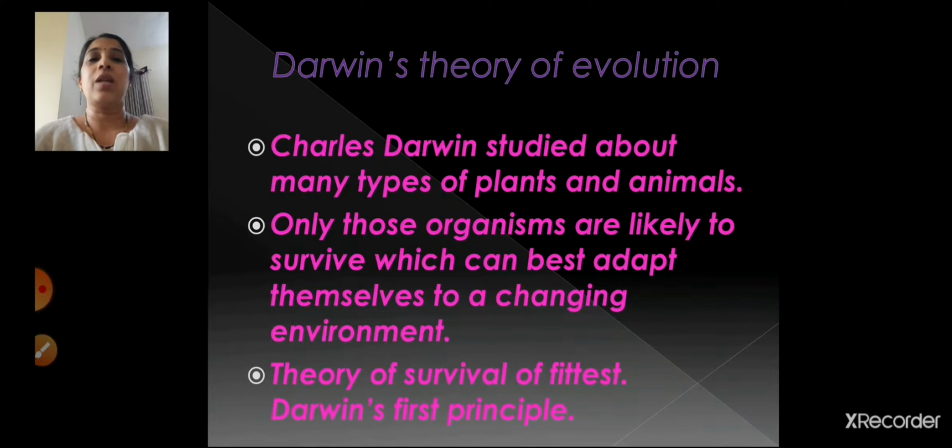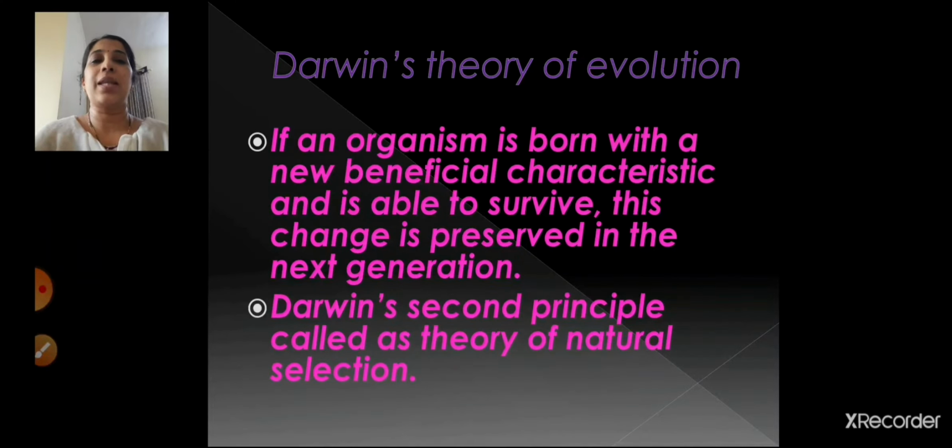So this was Darwin's first principle. So what is Darwin's first principle? It is the theory of survival of fittest. And what is that? Only those organisms are likely to survive which can best adapt themselves to the changing environment. Then let's see about his second principle. So the second principle is called as theory of natural selection. So what is that?